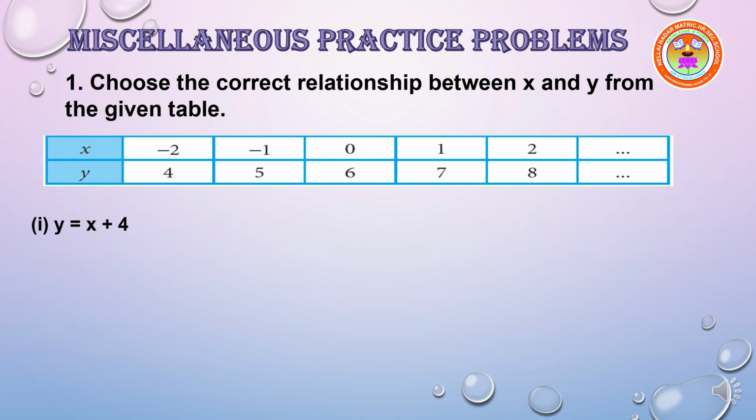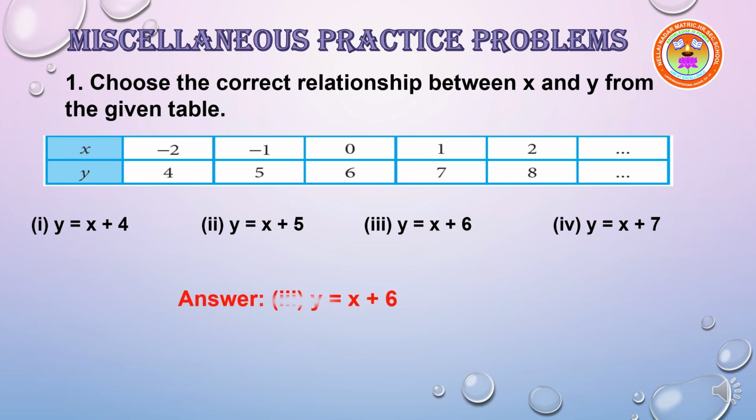So, y is equal to x plus 4 is the first option. Second, y is equal to x plus 5. Third, y is equal to x plus 6. Fourth, y is equal to x plus 7. So, substituting the value of x in the options, we can say that the answer is the third option, y is equal to x plus 6.